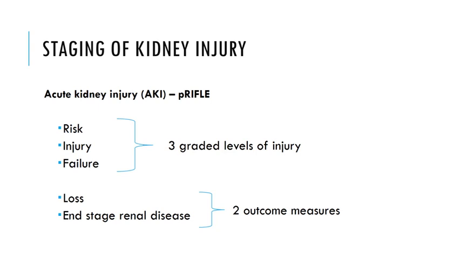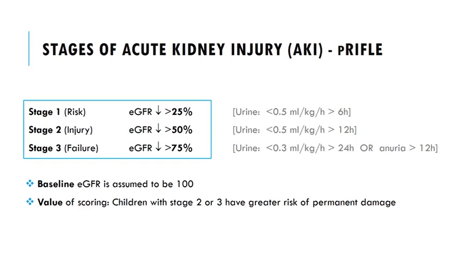When we look at the staging of kidney injury, there is a pediatric version of the adult RIFLE criteria, and this looks at 3 graded levels of injury and 2 outcome measures. The 3 graded levels are risk, injury, and failure, and the 2 outcome measures are loss and end-stage renal disease. So to actually stage the patient, we look at the eGFR and we see how much it has declined from baseline. So a stage 1 is when your eGFR has dropped more than 25%.